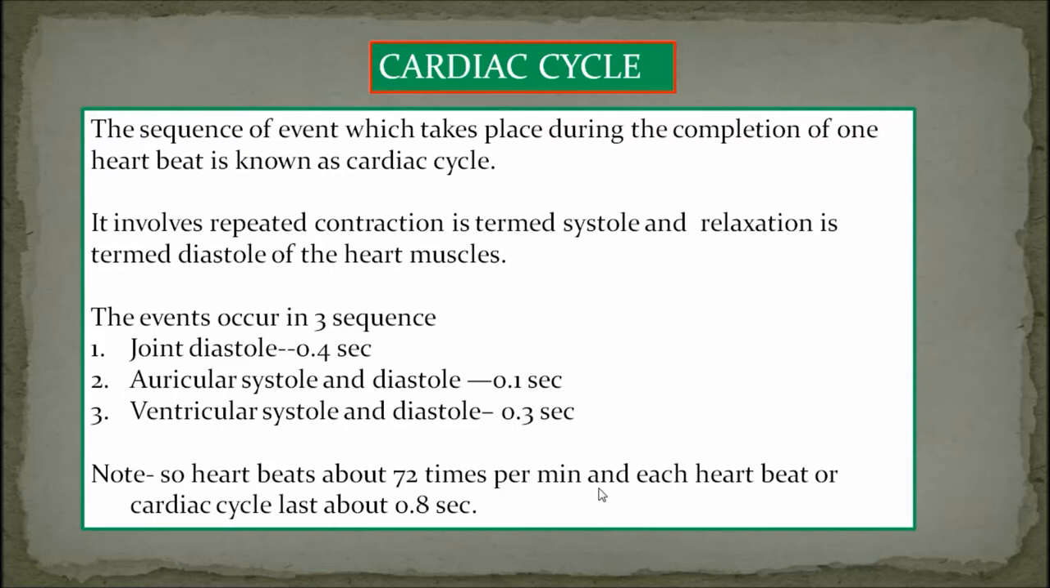These are the three events which I have already written in the PPT, and you have observed them there. The three events occur in a cyclic way, as a sequence. It involves a repeated contraction, termed systole, and relaxation, termed diastole. So what is systole and what is diastole? These are two new terms.